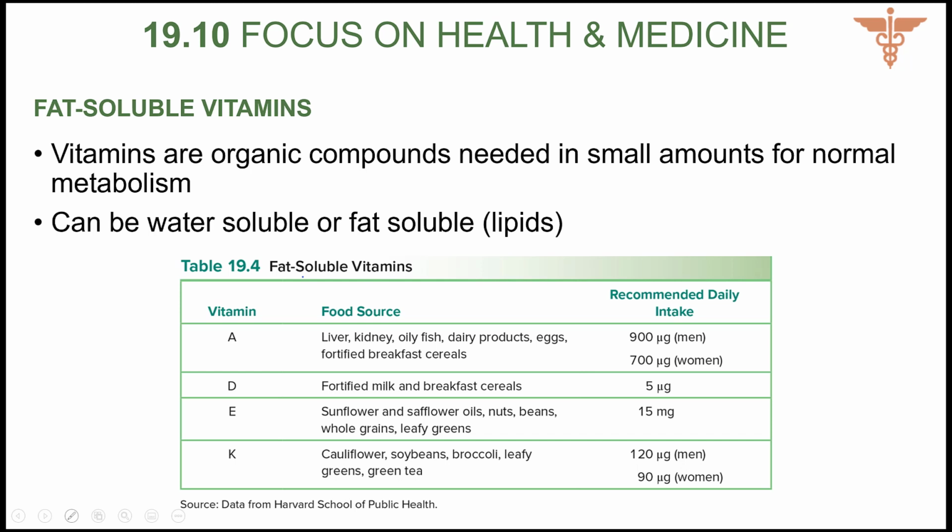Vitamin D comes from milk and breakfast cereals. There's a small amount that we need there. Vitamin E comes from different oils and leafy greens, nuts, and beans. And vitamin K comes from cauliflower, soybeans, broccoli, and leafy greens, as well as green tea. So there's different amounts. You can see how much we need there.